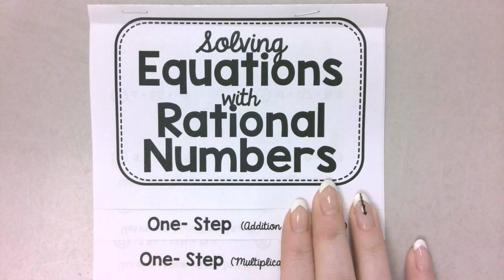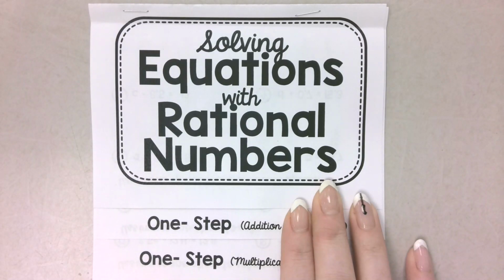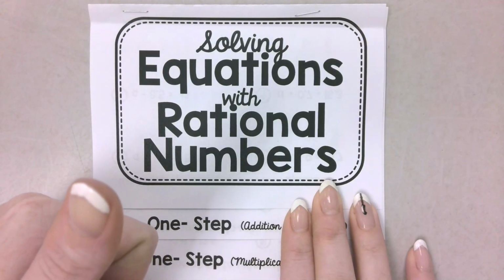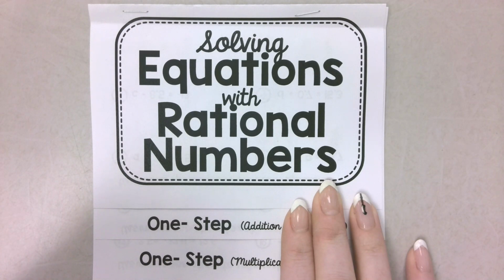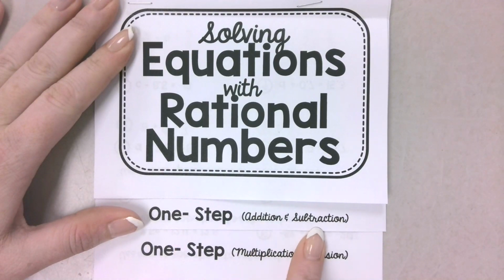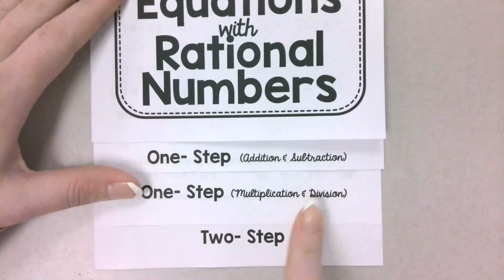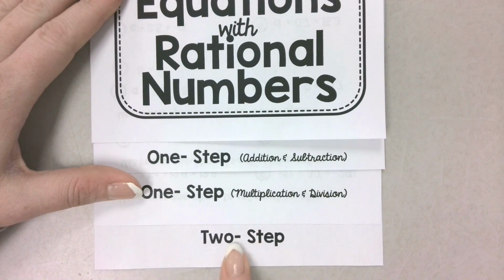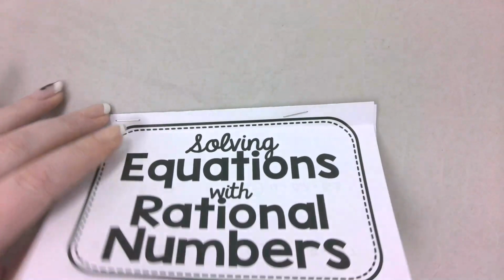So, the biggest thing about today is to follow the steps, make sure you're doing each one, and just being very careful. All right, today we're going to talk about one-step addition and subtraction, one-step multiplication and division. We're going to save two steps for another day. All right, open up your first flap.